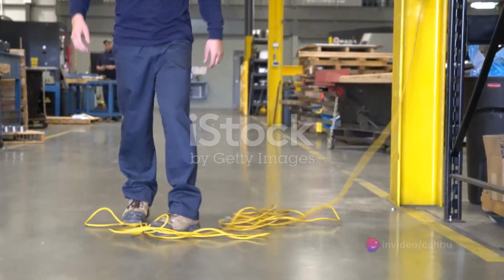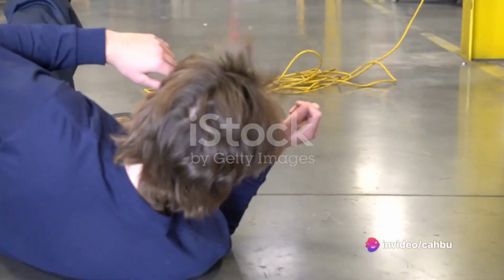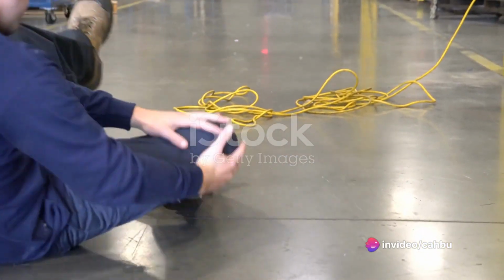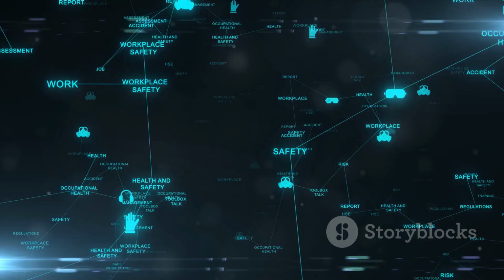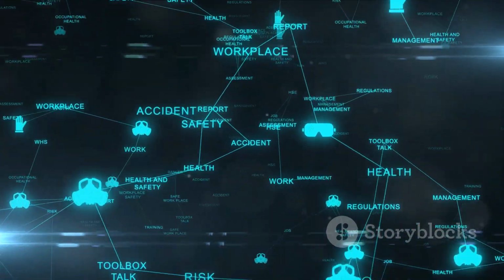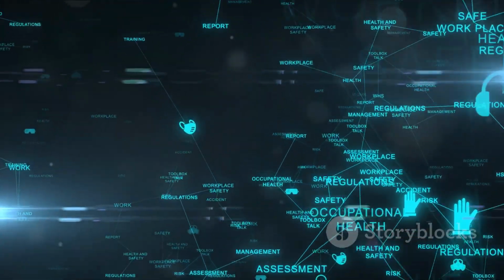On the other hand, risk is the likelihood that the hazard will cause harm. It's the probability that you'll slip on that wet floor, get shocked by that frayed cord, or be hit by that falling box. Risk is influenced by two factors: the likelihood of an occurrence and the severity of the potential harm or damage. In essence, hazard and risk are like two sides of the same coin.